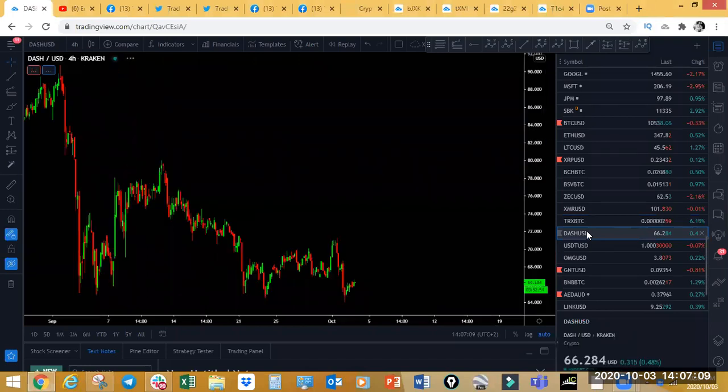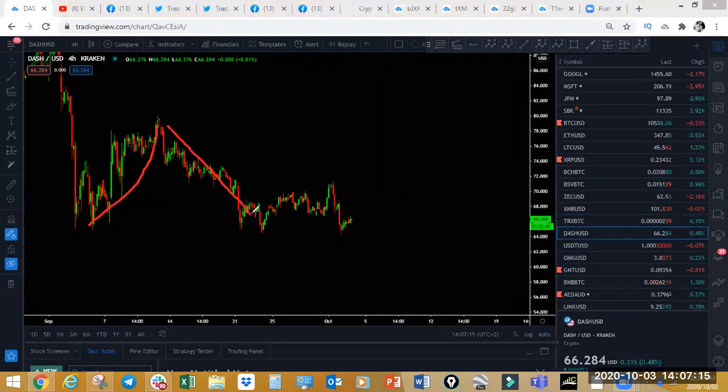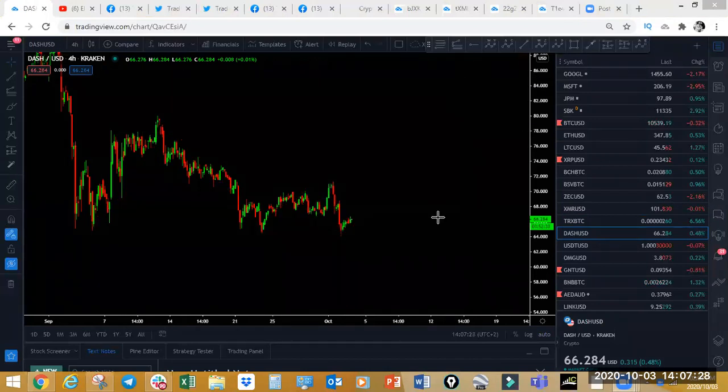Right, Dash. So Dash, look for continuation to the downside. We've got the move up here. We've got 1, 2, 3 pullback here. It's coming down with this one here. Look for a continuation pattern to the downside on Dash. All right, that is Dash.